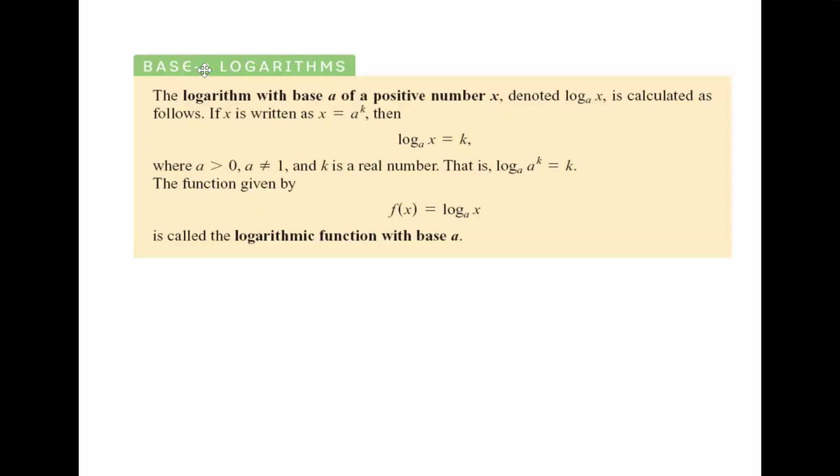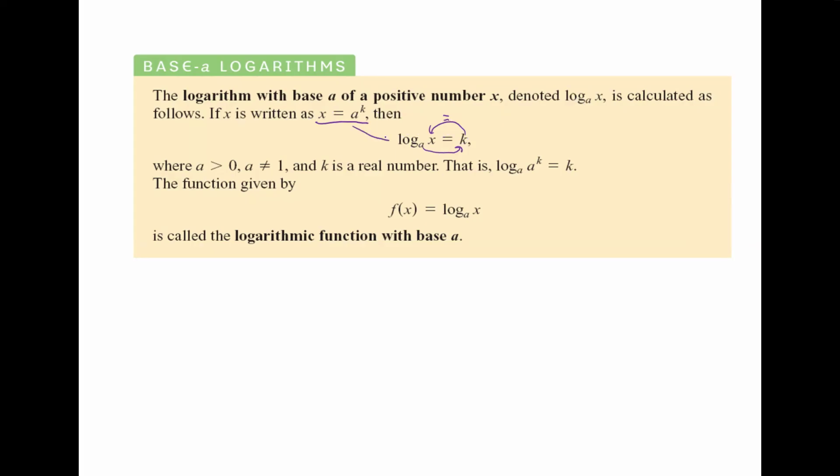All right, so here we're going to do a generic log with base a. A logarithm with base a of a positive number x, denoted log base a of x, is calculated as follows. Basically, if x is written as x equals a to the k, then we have this. And this goes back to what I was showing you before. So it's a to the k equals that, and that's what we have here: a to the k is equal to x. And so that's how we're going about this.